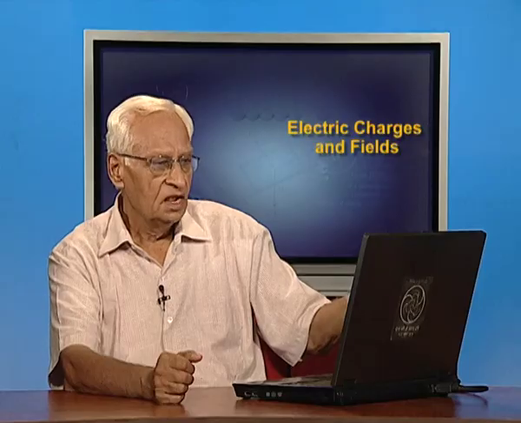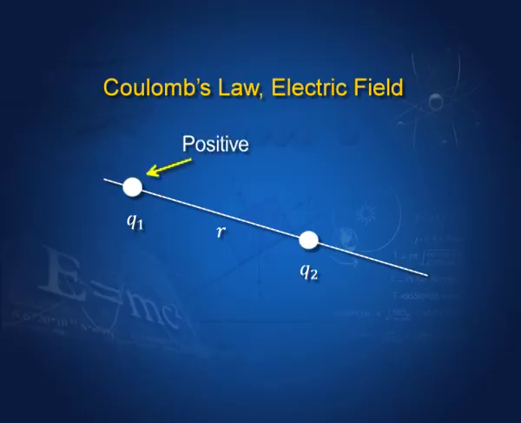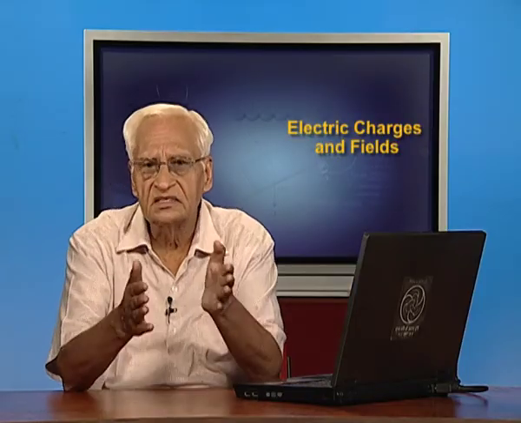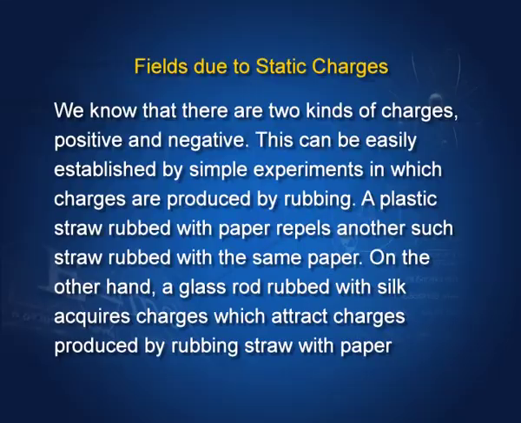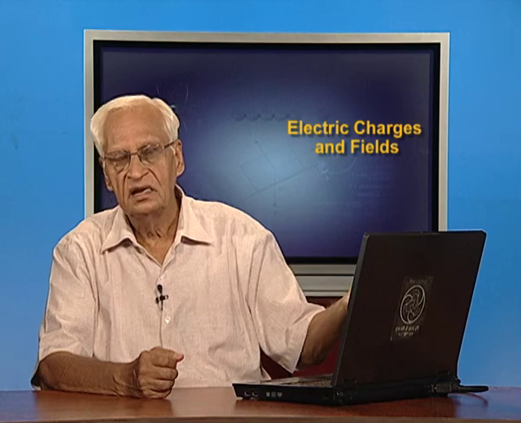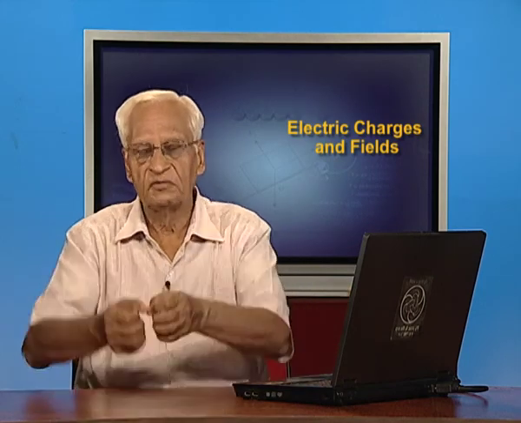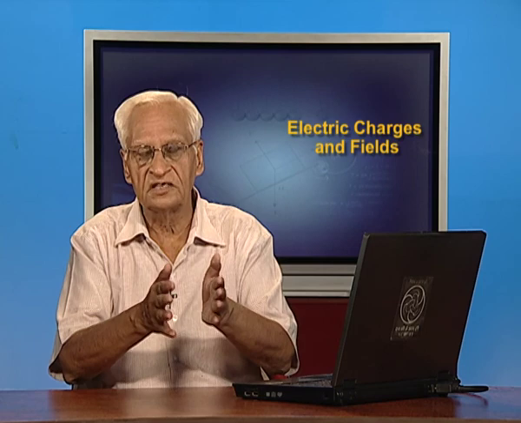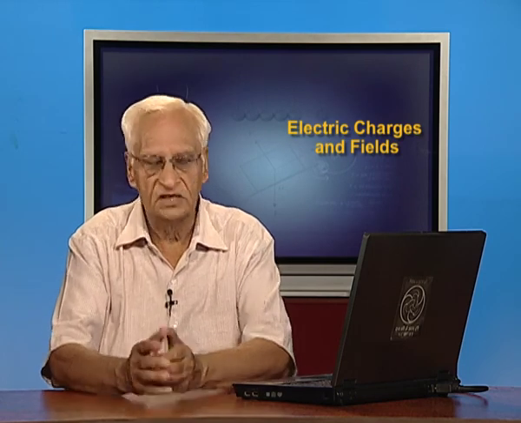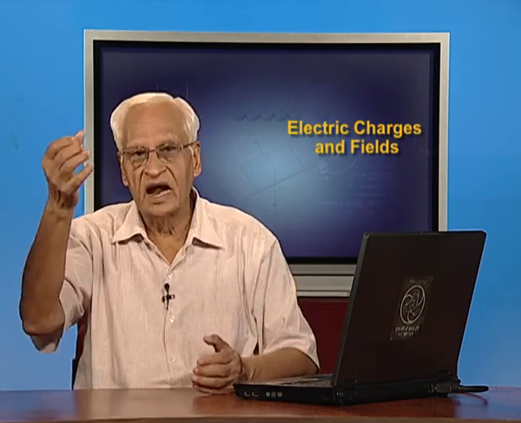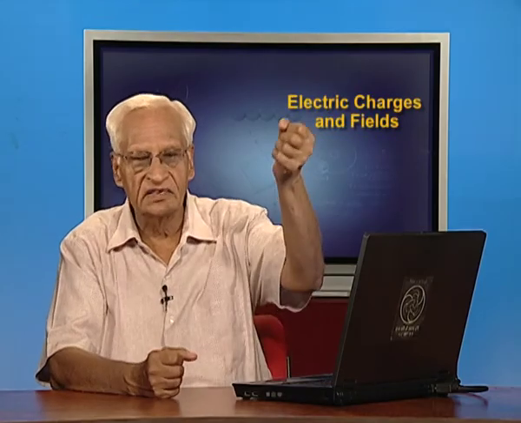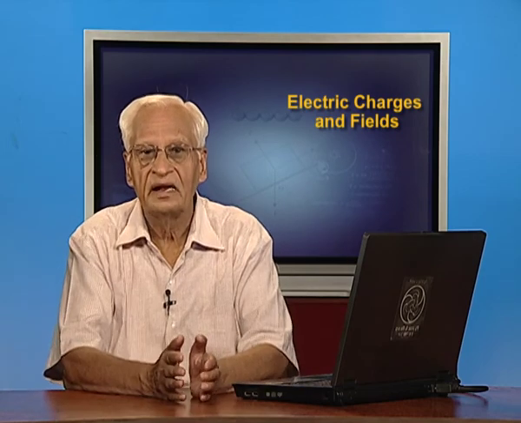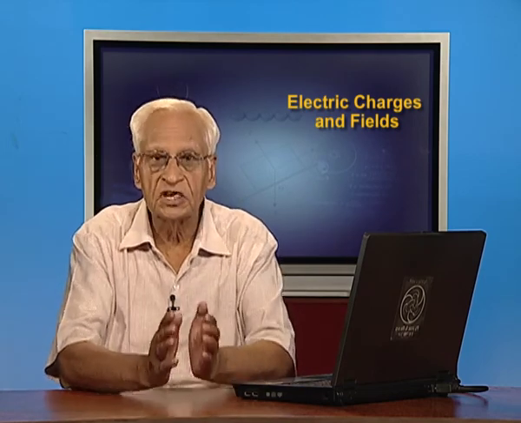this lecture. You see, we know that there are 2 kinds of charges, positive and negative. You must have done these experiments in class 8 or 7, that you rub a plastic straw with paper to get it charged. You have another straw rubbed with paper, bring them near each other, you will find they repel. On the other hand, if you charge a glass rod rubbed with silk, then the glass rod and the straw, they attract each other. This shows us 2 things.